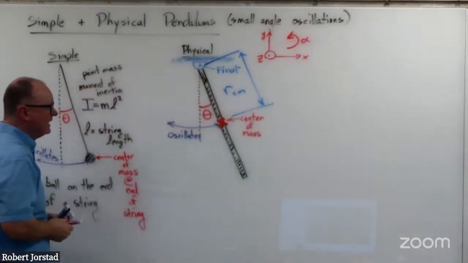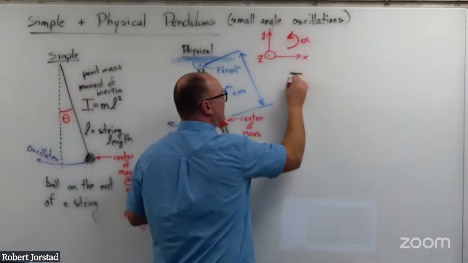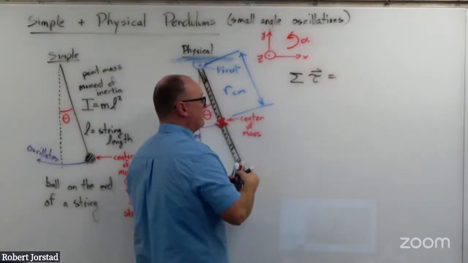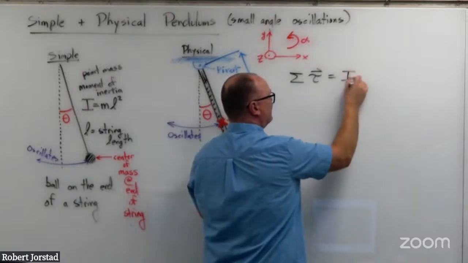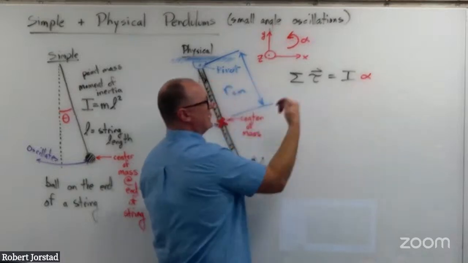All right, so let's go ahead and write down the sum of torques is equal to I alpha. And here I'm going to say in the K hat.